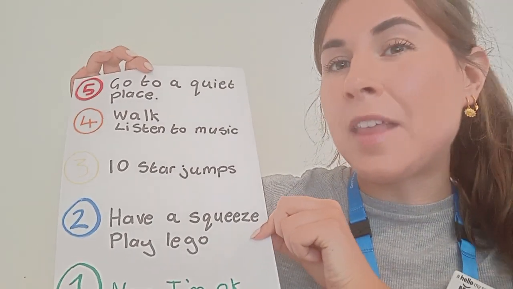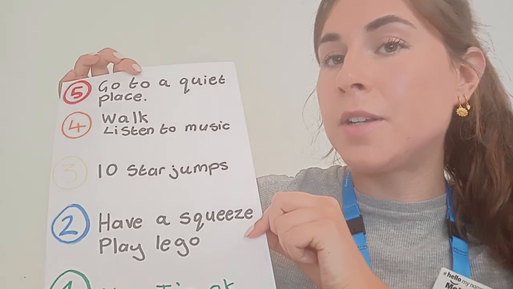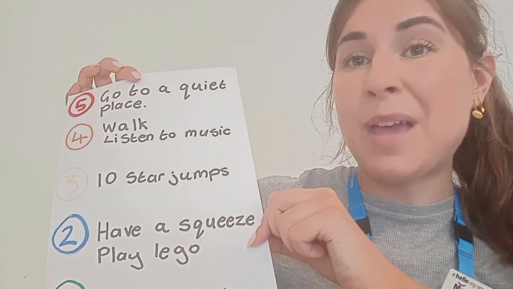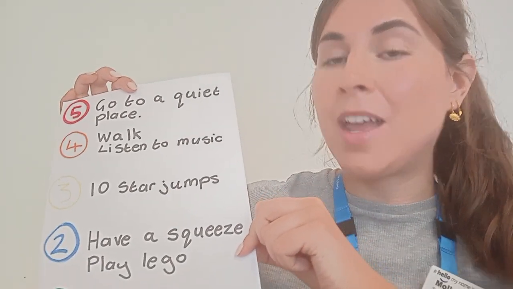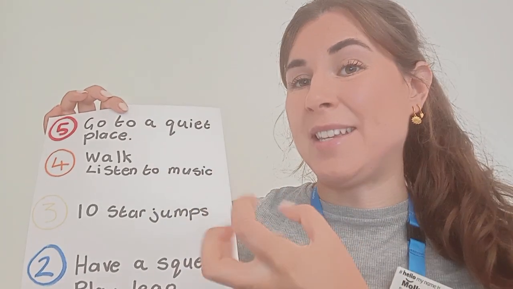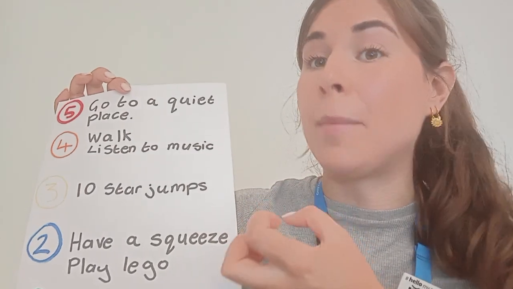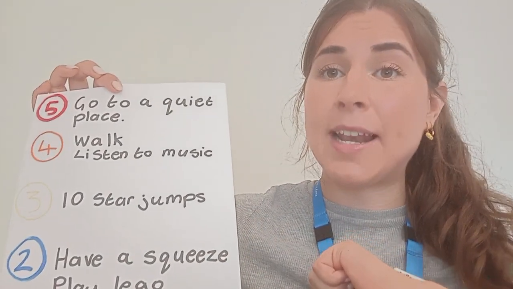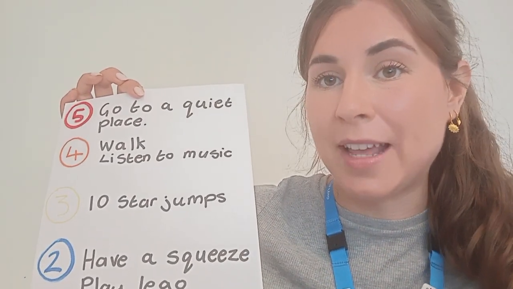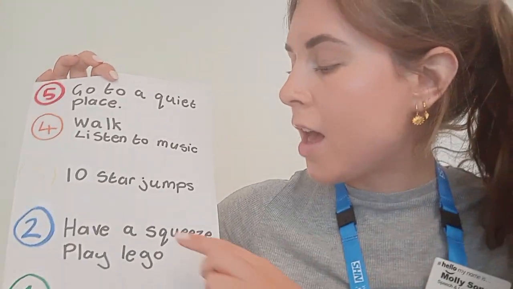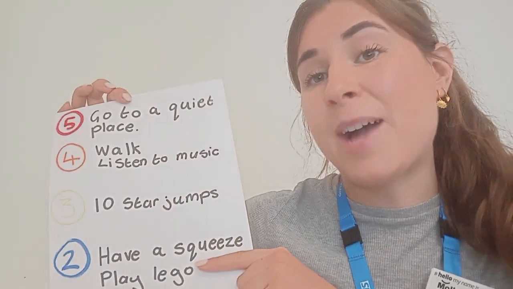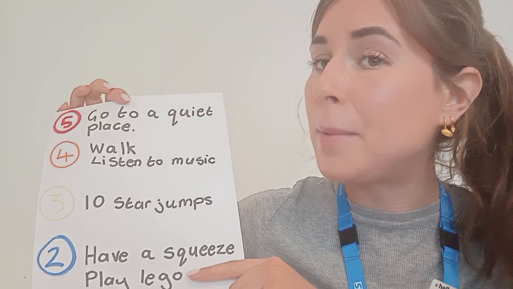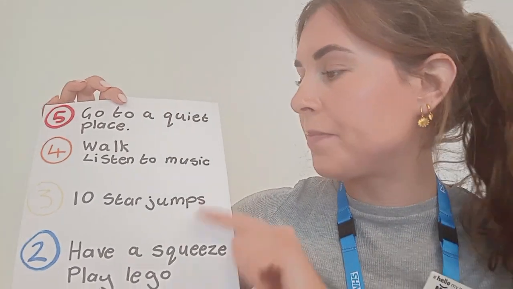2, so this is when something was starting to bother your child. Here are some ideas. So maybe your child likes to have a squeeze. By this I mean perhaps they have a squeezy toy that they find quite calming to squeeze. Or perhaps they like to hug a familiar adult and they found that quite calming. Or I've put play Lego. Perhaps your child has a game that they find particularly calming that you might want to try at this point.